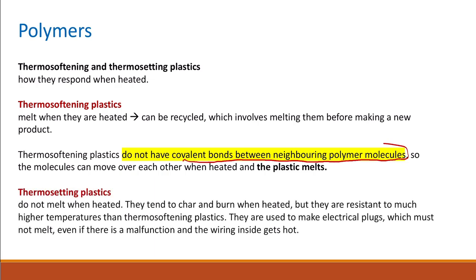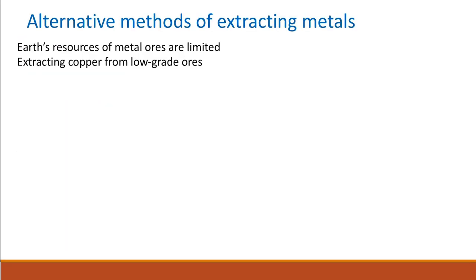Thermosetting plastics are the ones that do not melt when heated. They can only char and burn when heated. They are resistant to heat and that makes them very useful to make things that we don't want to melt, for example, making electrical plugs.